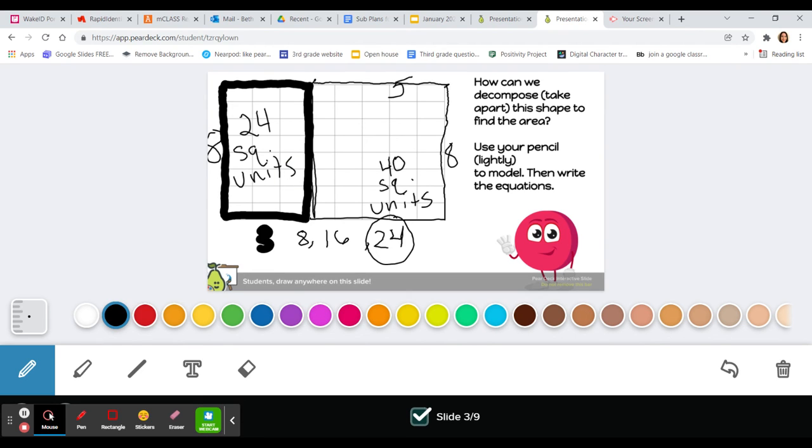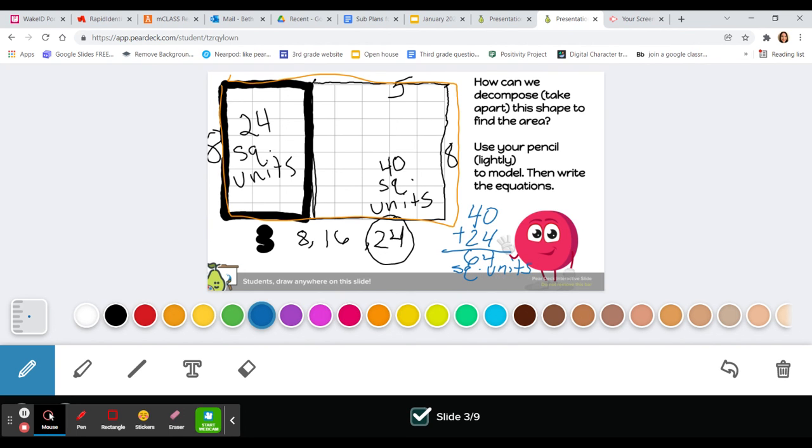Well, now I need to figure out the entire area of this huge rectangle. I need to figure out the area of this big rectangle right here. So what am I going to do? Add these two amounts together to find the whole area. Let's give that a try. So I'm going to line up 40 plus 24, and I get 64 square units.